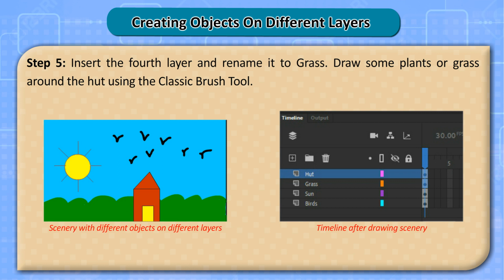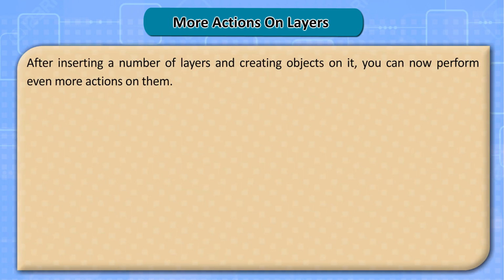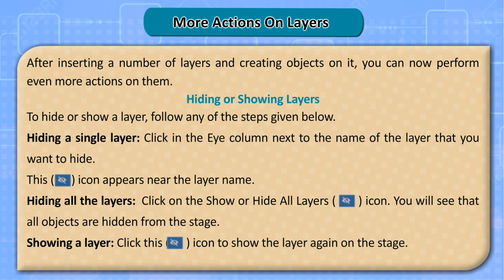Timeline after drawing scenery. More actions on layers. After inserting a number of layers and creating objects on them, you can now perform even more actions on them. Hiding or showing layers. To hide or show a layer, follow any of the steps given below. Hiding a single layer: click in the eye column next to the name of the layer that you want to hide. This icon appears near the layer name.